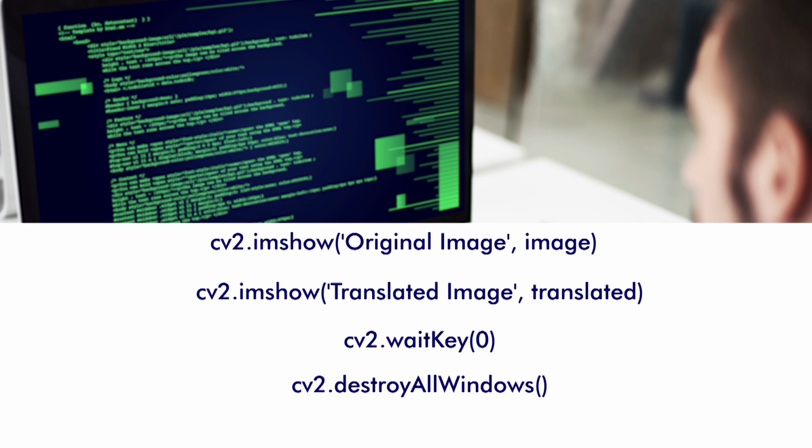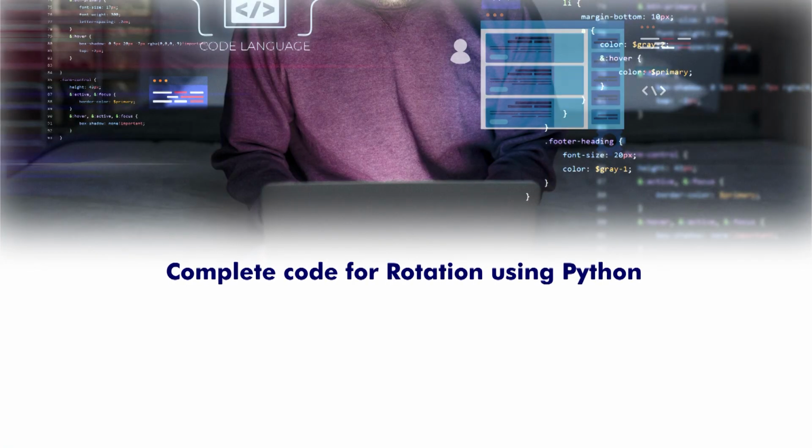translated images. Rotation is a type of geometric transformation that rotates an image by a specified angle around a center point. We can use the cv2.getRotationMatrix2D and cv2.warpAffine functions to perform rotation. Complete code for rotation using Python.